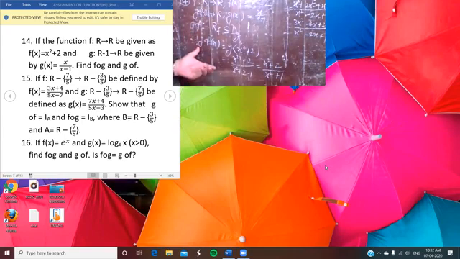Sometimes a 1 mark question or 2 marks question can be asked in your board exam. So actually that topic is very easy, and no doubt you can solve it for 1 and 2 marks questions, not beyond that. So next question, question number 15.